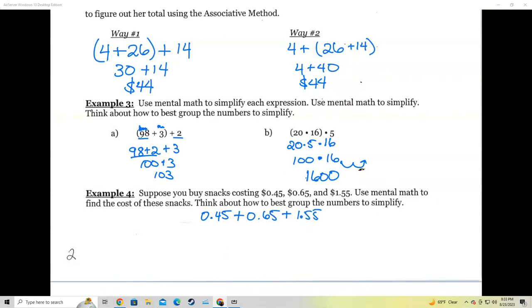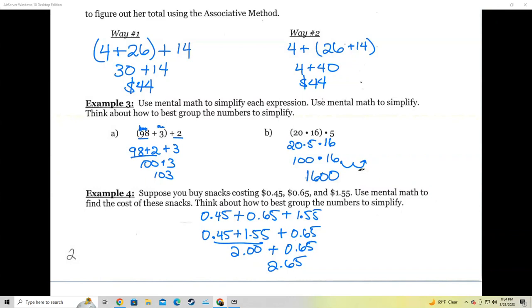If I were to add 45 cents with 65 cents, that's $1.10, and that's hard to work with, so I'm not going to do that one. Instead, I'm going to add the 45 cents with the $1.55 because I know that gives me $2. That's like a really nice number. And then once I get those $2, I just need to add the extra 65 cents back. So again, we just said that these two add up to $2. And when I add 65 cents to that, that's going to give me $2.65.